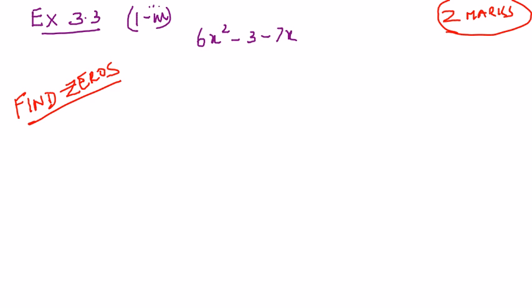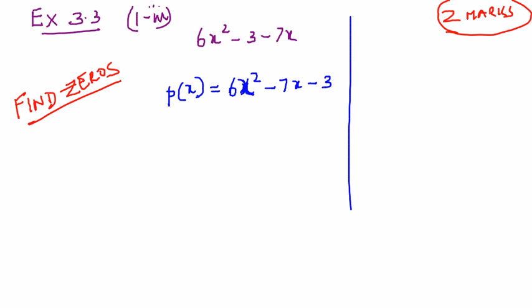First you assume the given equation like this, p of x is equal to 6x squared minus 7x minus 3. Okay, now you have to solve for this equation. When I say find zeros, it means you have to find the value of x for which this equation becomes 0. So for that we have to find the two values of x. So for that we are going to factorize it.